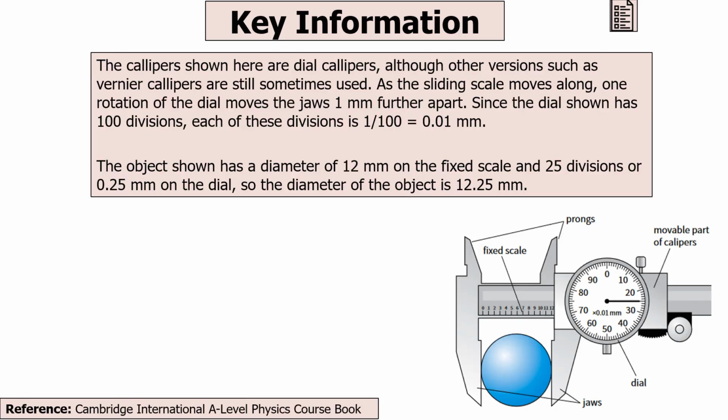Now in this image, the calipers shown here are dial calipers. So although other versions such as vernier calipers can still also be used, you can also use dial calipers as well. As the sliding scale moves along, one rotation of the dial moves the jaw 1 millimetre further apart. Since the dial shows 100 divisions, each of these divisions is 1 over 100 or 0.01 millimetres. So the object shown has a diameter of 12 millimeters on the fixed scale and 25, or 0.25 millimeters, on the dial. So you can add them together, so the overall diameter is 12.25 millimeters.